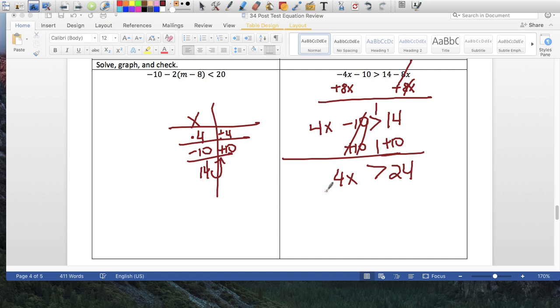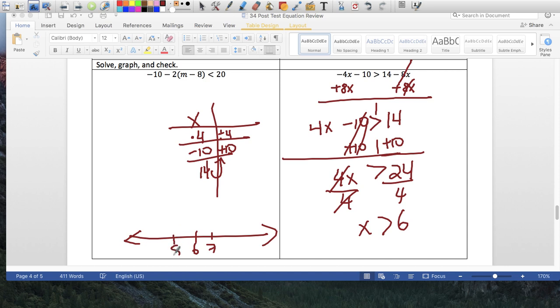Now I have to divide by 4. Divide by 4. Those two become 1. X is greater than 24 divided by 4, which is 6. So that's what it looks like. Let's graph this. 6, 7, 5. Put a circle on top of 6, and we want numbers greater than 6. And that's all.